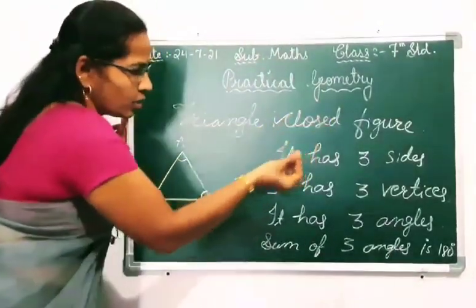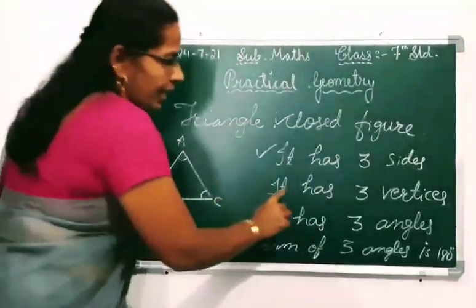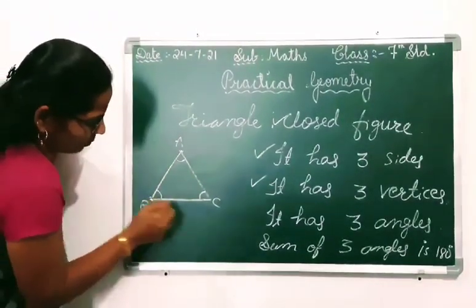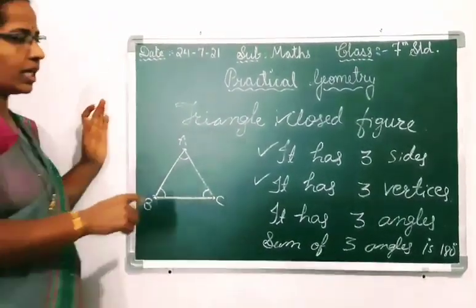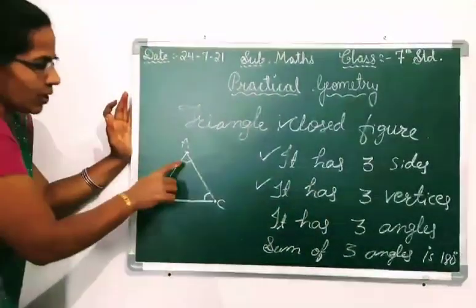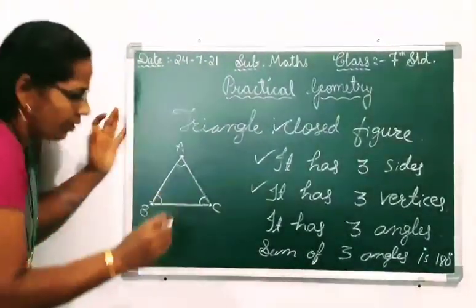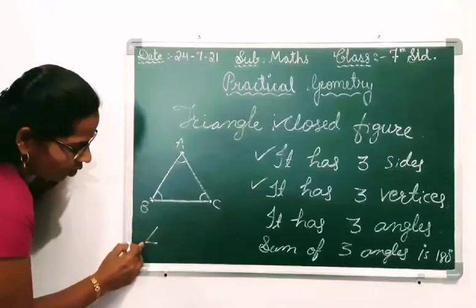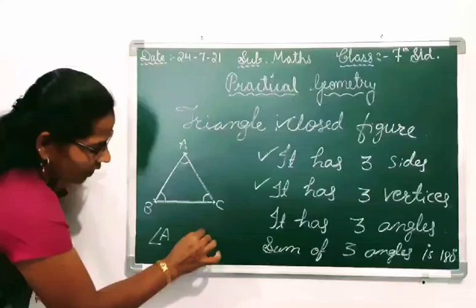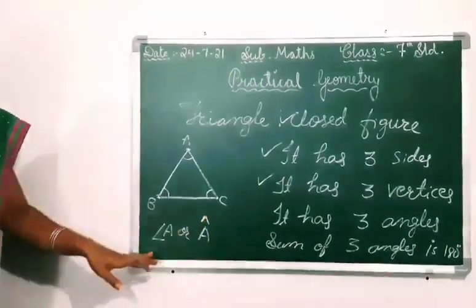See, first point, closed figure. Second point, it has 3 sides. Then next, it has 3 vertices: vertex A, vertex B, vertex C. Also it has 3 angles. You can see angle A, angle B, angle C. You have learnt already, this is the angle symbol. When we are writing angle A, we have to use this symbol. Otherwise, you can use this also. These two are angle symbols.